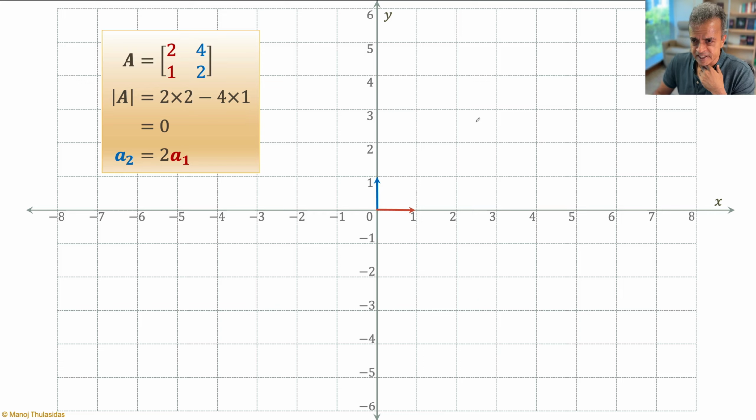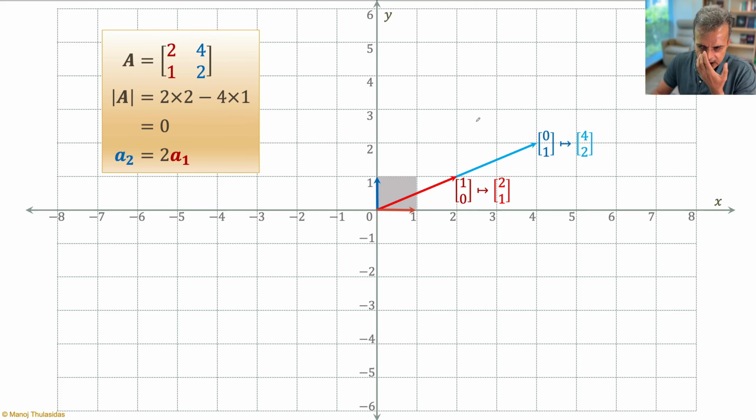Now let's take another example. Here I have 2, 1 and 4, 2. So 1, 0 goes to 2, 1 as before. 0, 1 goes to 4, 2. Now if you look at the transformed vectors, they seem to fall on top of each other. Now let's look at the determinant. The determinant is 2 times 2 minus 1 times 4, that is 0.